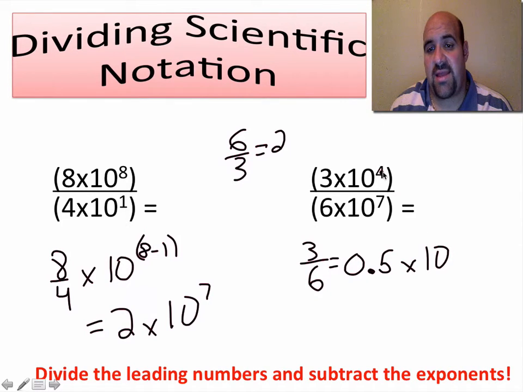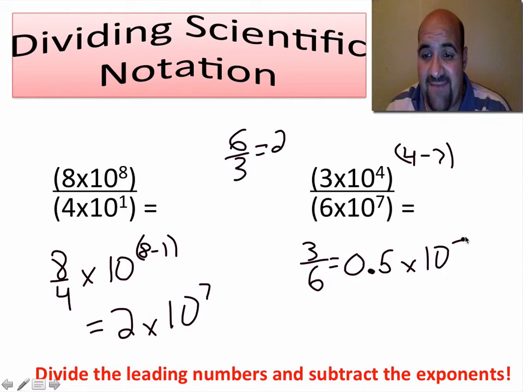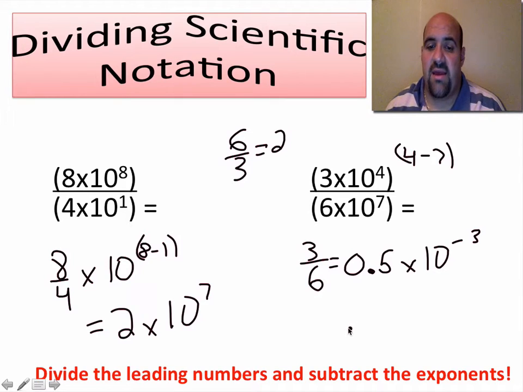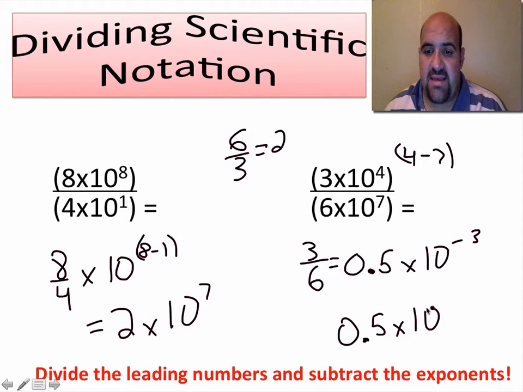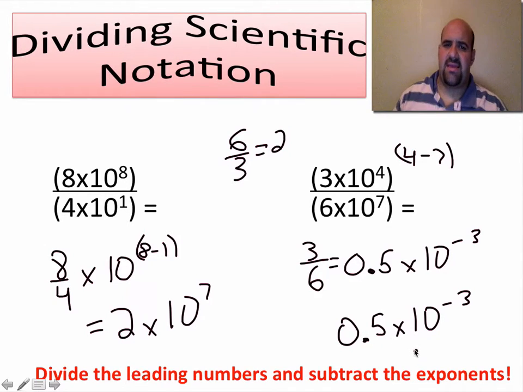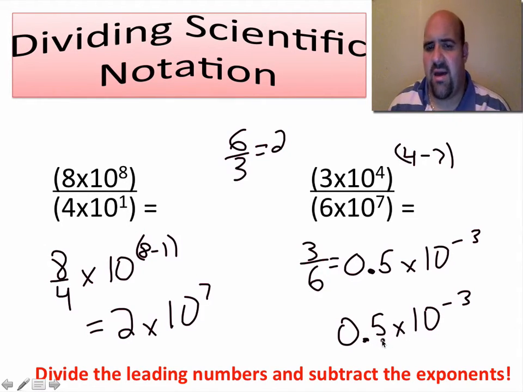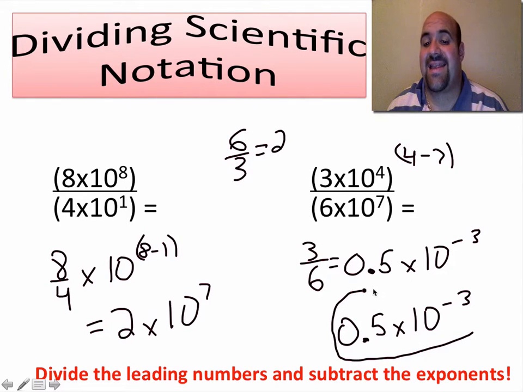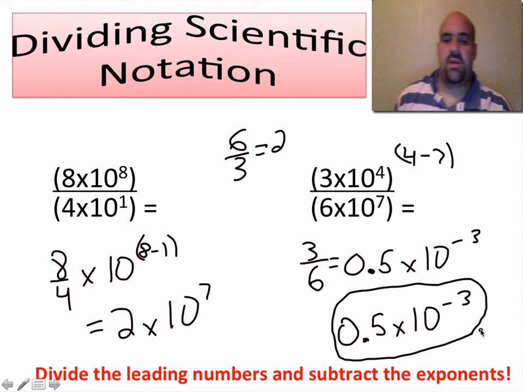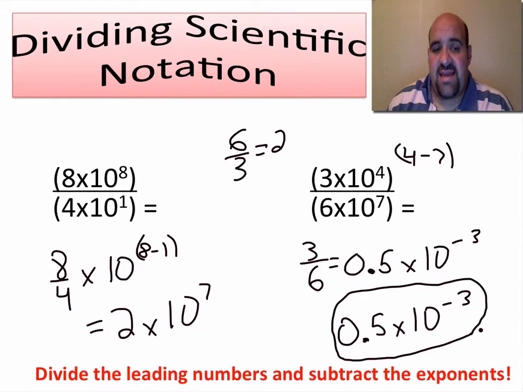Well, we have to subtract the exponents. 4 minus 7 is a negative 3. Cleaning that up, we have 0.5 times 10 to the negative third. And again, we'd want to clean this number up a little bit, but being that this is high school science, if you get this as an answer, I will give you full credit for it, though it's technically not scientific notation. But that is how we multiply and divide in scientific notation.